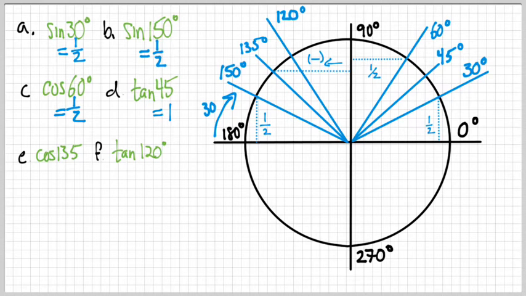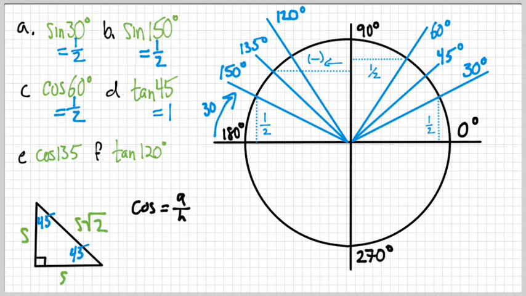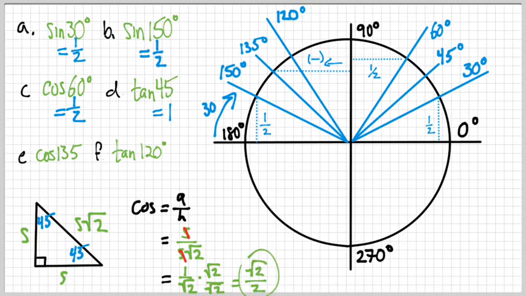Now, we didn't do cosine of 45 before, so we'll just get our 45, 45, 90 triangle again. Cosine is adjacent over hypotenuse. So s over s square root of 2, which cancels and we get 1 over square root of 2. We don't like radicals in the denominator, so we multiply by square root of 2 over square root of 2, and that simplifies to square root of 2 over 2. Okay, so that's cosine of 45.